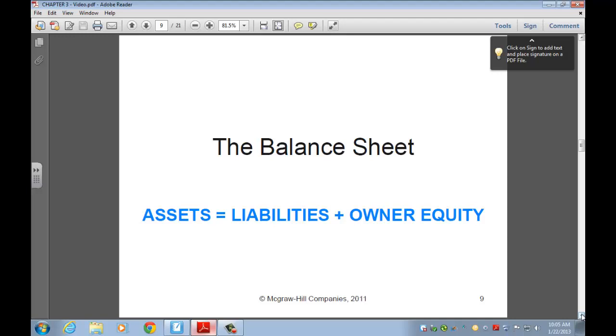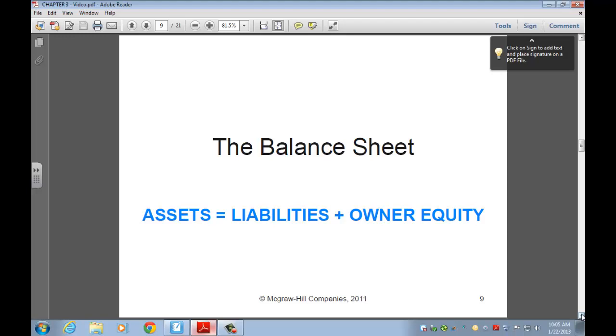Liabilities are debts or other financial obligations that must be paid at some point in the future. Examples include accounts payable, notes payable, salaries payable, interest payable, current portion of long-term debt, taxes payable, etc.